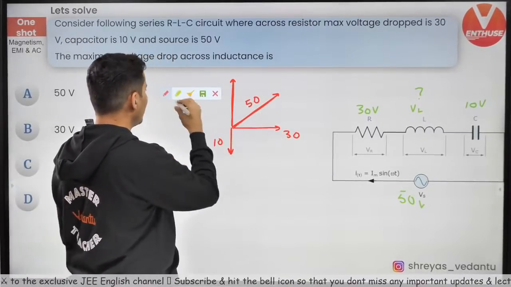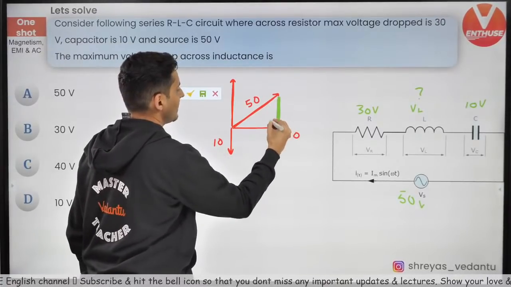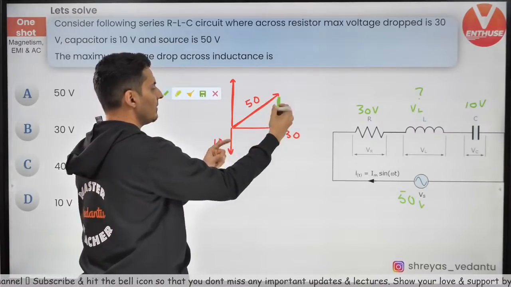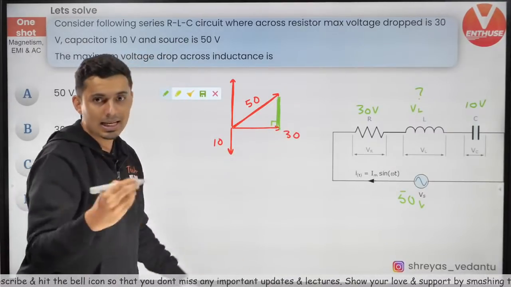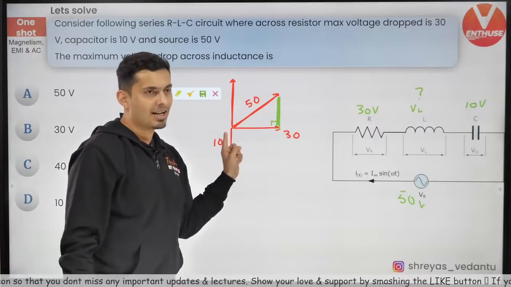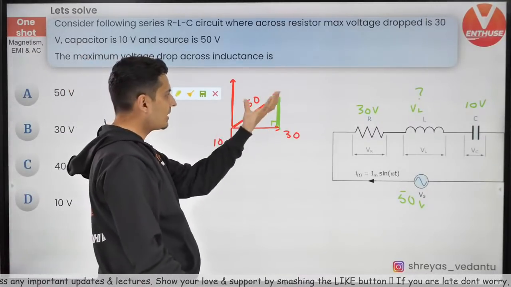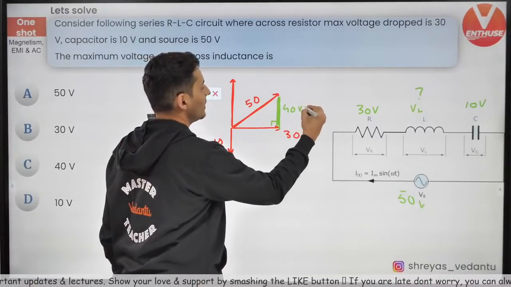If this is 50, clearly it should be understood. This is a right angle triangle. If this is 30, this is 50. How much will this be? Quickly answer in the chat box. This is a right angle triangle. Everybody knows 3, 4, 5. Pythagorean triplet, 30, 40, 50. So this will be 40 volts.